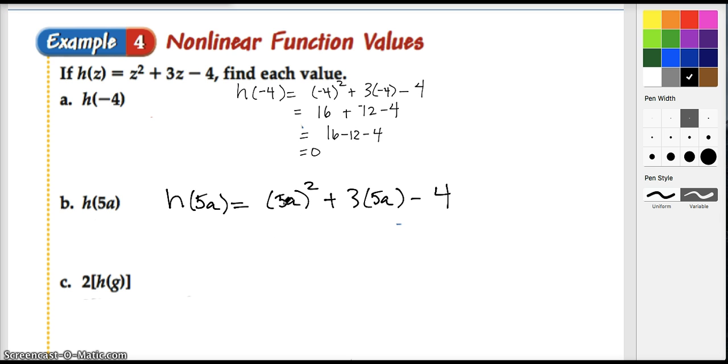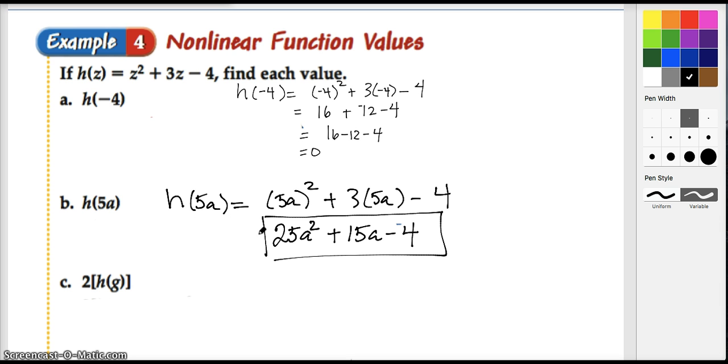So 5a times 5a is 25a squared. 3 times 5a is going to be plus 15a minus 4. And as I look carefully, I realize I do not have any like terms. Therefore, I can't simplify it. It's got to stay just like this. And this is my answer. H of 5a is equal to 25a squared plus 15a minus 4.